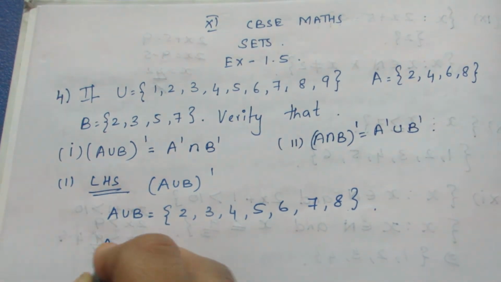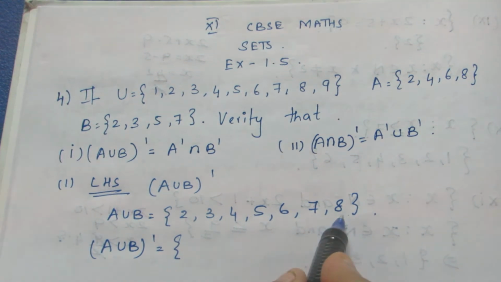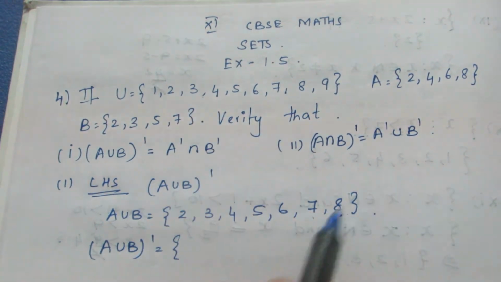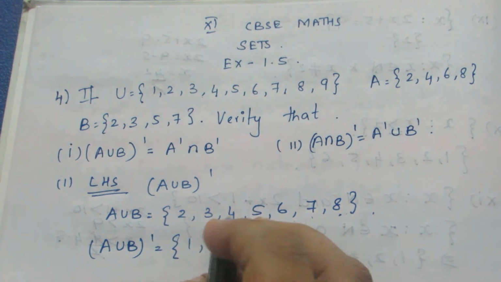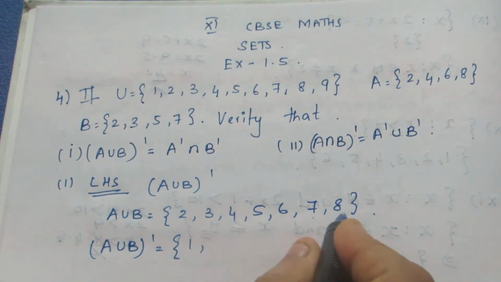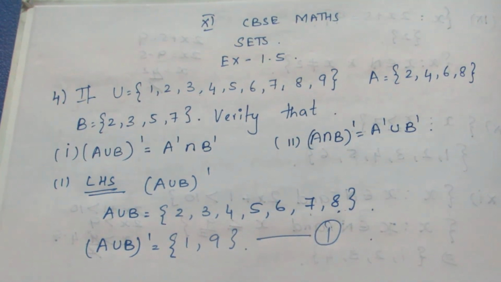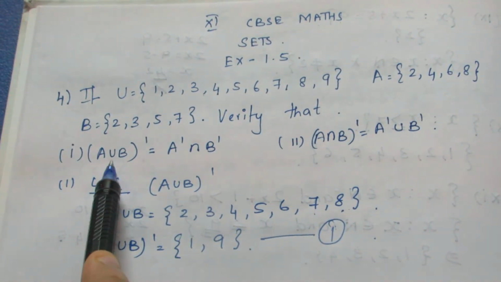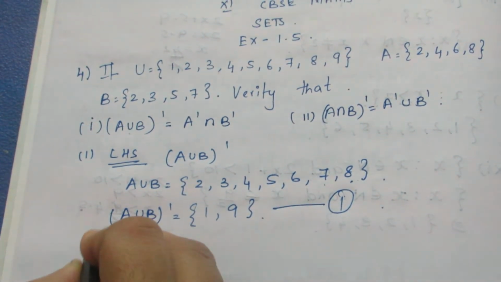We need to find (A union B) complement. Leaving the A union B, we need to write the rest in the universal set. So the rest will be 1, 9. I am going to write this as equation 1 because we have found LHS. Now I am going to move to RHS.